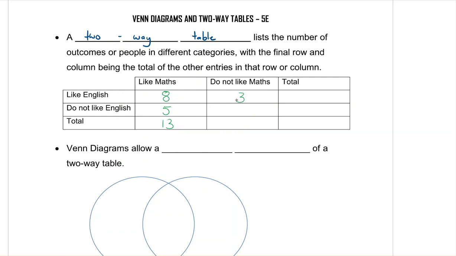This next box is people who do not like either. So let's put a 1 in there. Okay? Someone that doesn't like math and they don't like English.